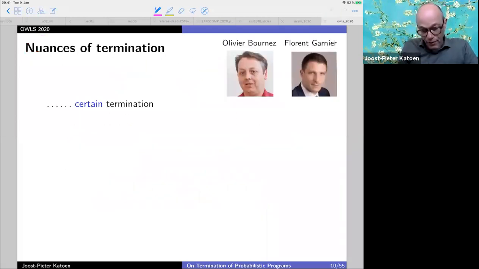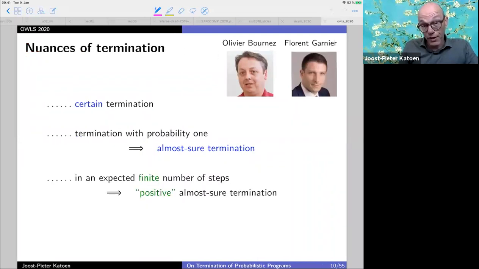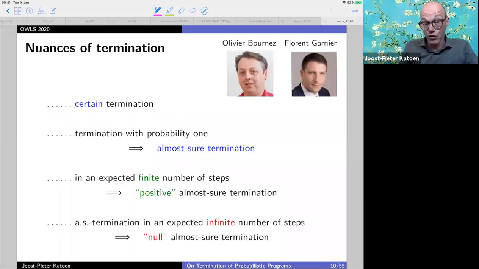Now, these notions of termination have been defined in the 90s by Bournez and Garnier. We have seen this notion of certain termination. You always terminate, no divergence. Almost sure termination, there is a possibility of divergence, but this happens with probability 0. And we have seen this can happen in an expected finite number of steps. This is called, in quotes, positive almost sure termination. Or you can almost surely terminate in an expected infinite number of steps, the one-dimensional random walk. And this is what is called null almost sure termination.